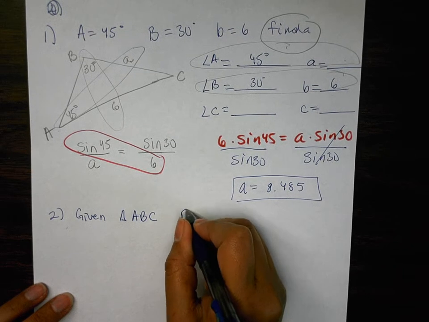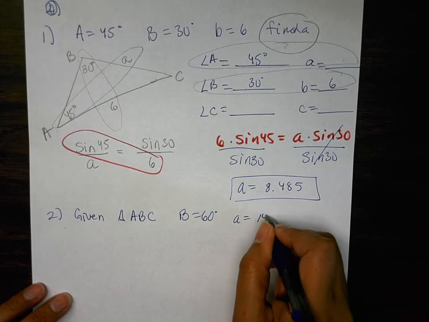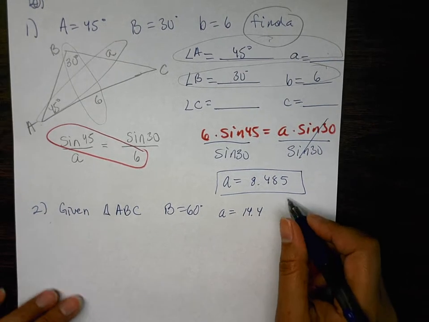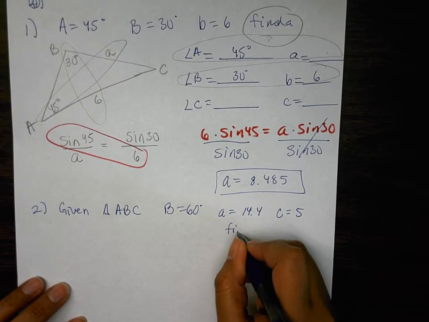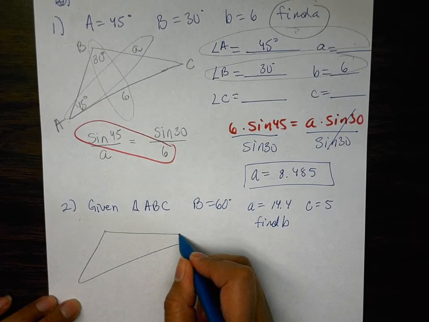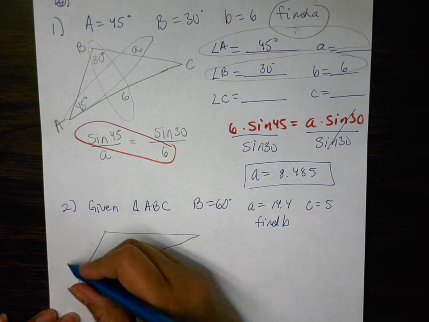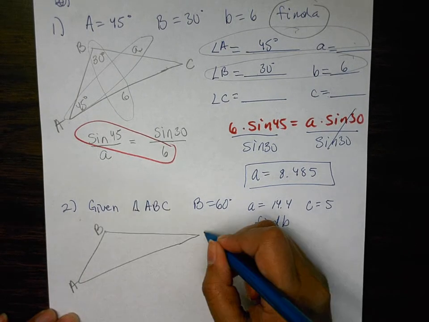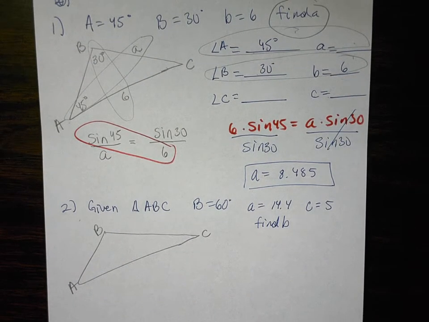Okay, given triangle ABC with B equaling 60 degrees, little a equaling 14.4, C equals 5, find B. All right, I want you guys to quickly draw your triangle. It doesn't matter how you label your A, B, C. I typically do mine this way, but it doesn't matter as long as you label everything correctly.